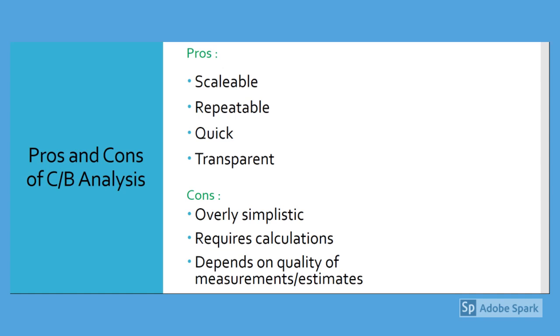It's worth exploring the pros and cons of cost benefit. On the pros side, it's very scalable. You can include as few or as many alternatives as you like. It's easily repeatable, quick, and transparent. The table we looked at in the example could readily be changed around with the values to do a sensitivity analysis and see how it impacts the result. Cons include it's too simple sometimes, requires calculations, and has a dependency on measurements.